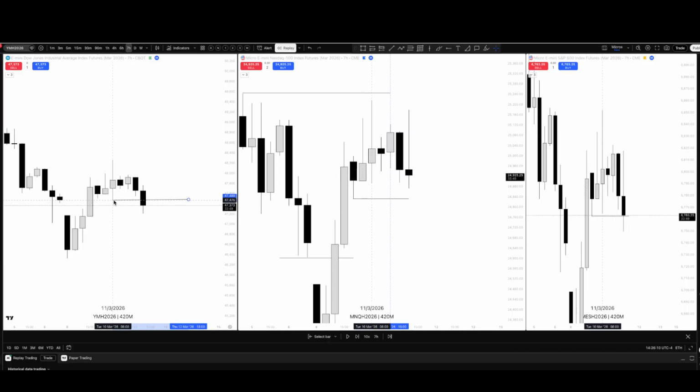We take out the low here on YM, and YM does take out these lows, and there is an SMT that is left out here like that. So we do have reasoning for us to go up higher.